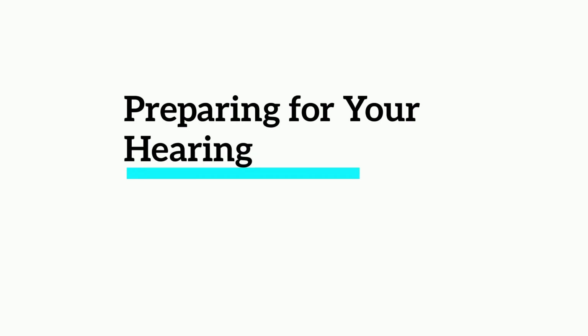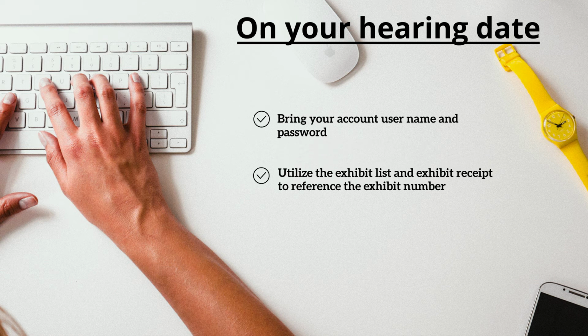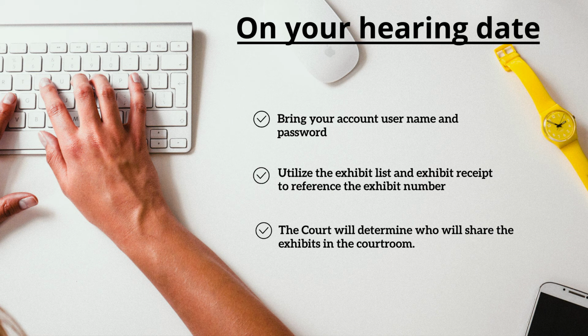After you have finished uploading your exhibits to the Electronic Evidence portal, printing out your exhibit receipt and exhibit list, and sharing the exhibits with the opposing party as necessary, the next step is to prepare for your hearing date. On the hearing date, bring your account, username, and password in case you need to access the portal in the courtroom. Utilize the exhibit list and exhibit receipt to reference the assigned exhibit number for your evidence during your hearing. The court will determine who will share the exhibits in the courtroom. Once the court determines who will share the exhibits in the courtroom, please follow the applicable steps.